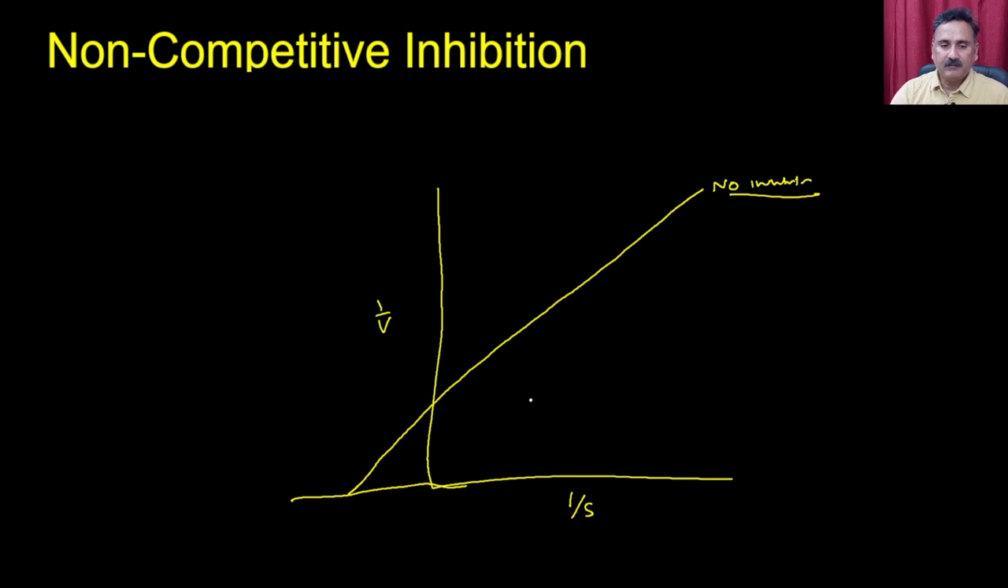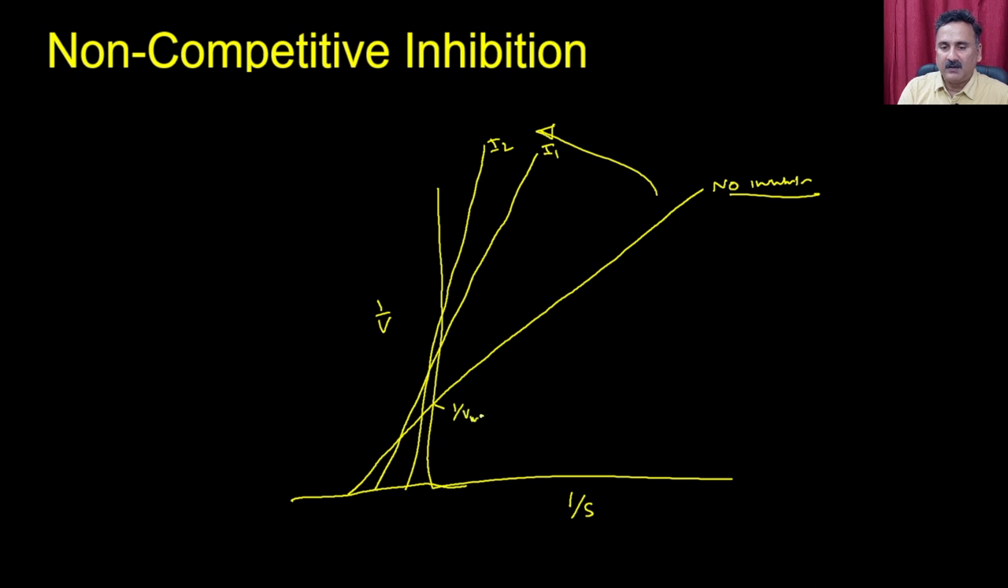Now, as you add the inhibitors, it is going to affect the Vmax. So it's going to move like this, okay? So this is going to be inhibitor 1, inhibitor 2, so all the concentrations, okay? So all you see here is, and this is the 1 by Vmax, okay? And this is going to be 1 by Vmax when you have inhibitor, okay?